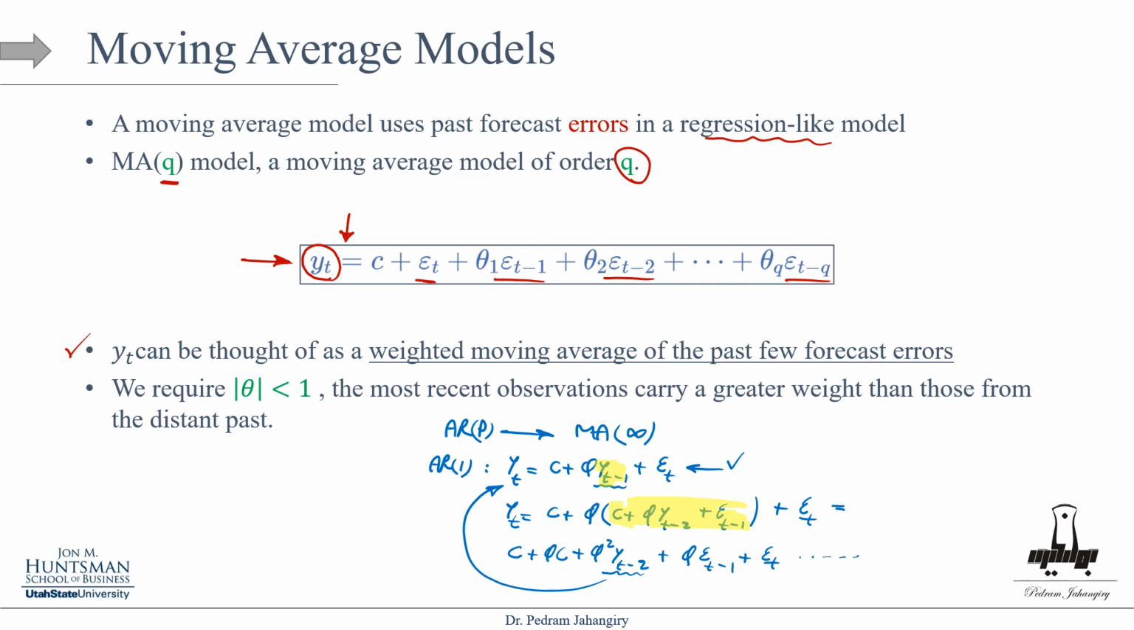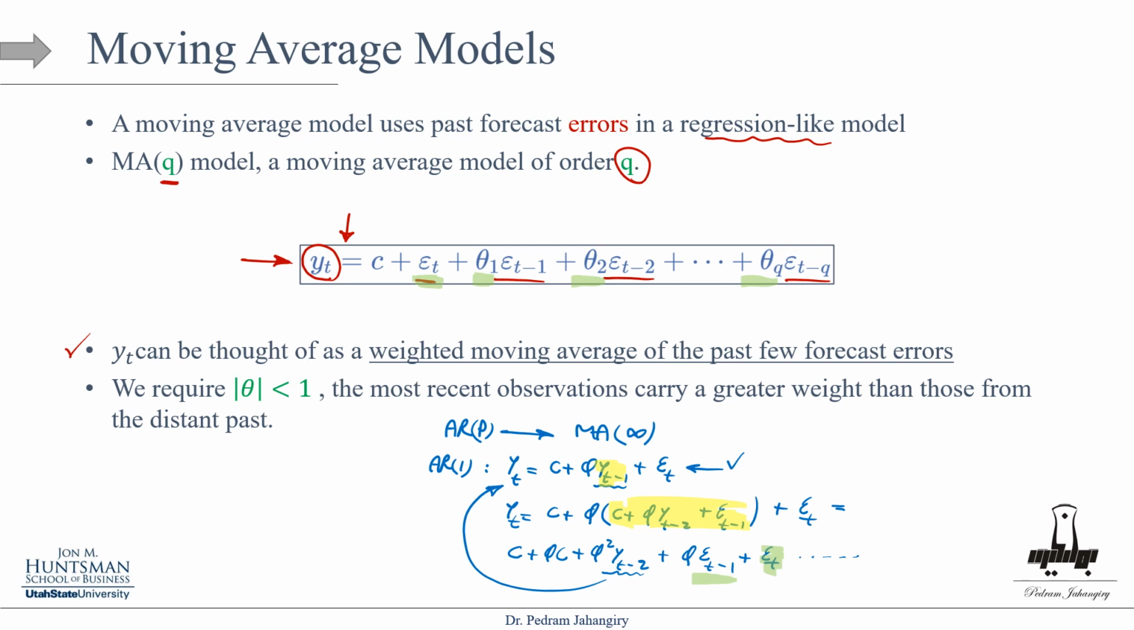So you have an epsilon T. Then you have some constant multiplied by your epsilon T minus 1. We're going to show that constant with theta 1. And then we have another one for theta 2, and all the way to theta q. So hopefully you can see how we can go from the AR model to an MA infinity model, right? The point is that, basically, any time series can be thought of as a weighted moving average of the previous errors.